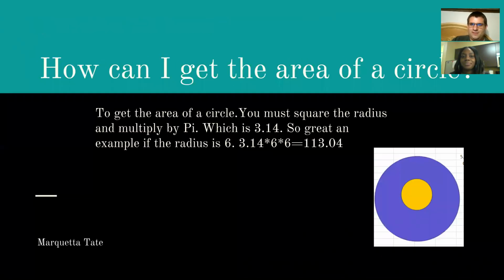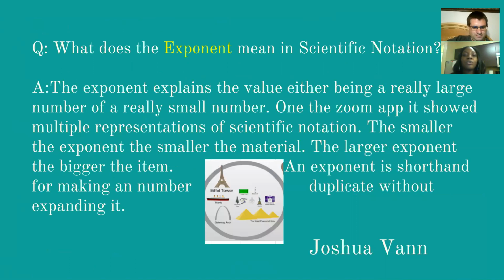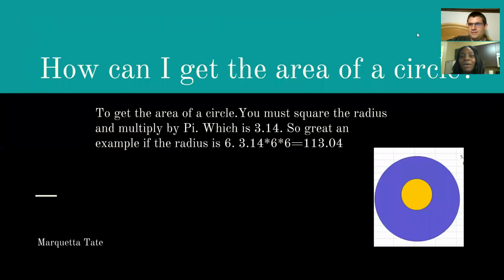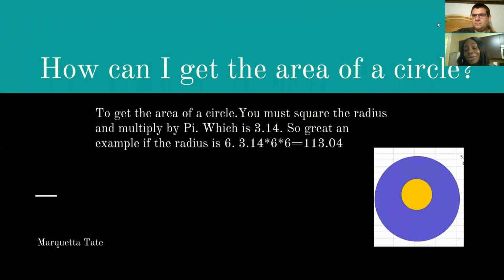How can I get the area of a circle? That's a good one. To get the area of a circle, you must square the radius and multiply it by pi, which is 3.14. A great example would be 3.14 times 6 squared, which will be 113.04, if the radius is 6. Got it? Thank you. Yes, ma'am.